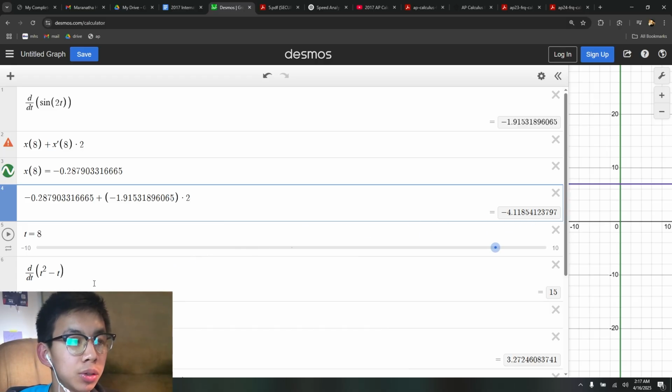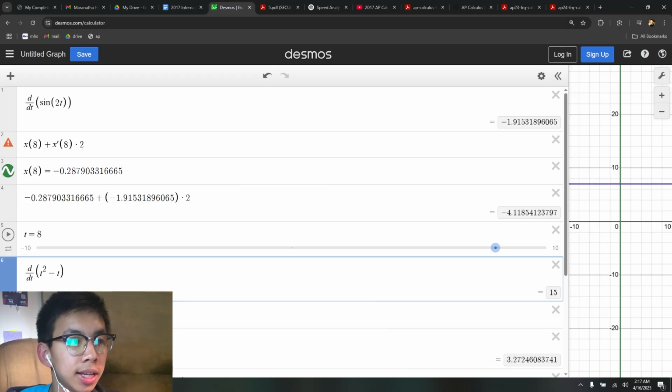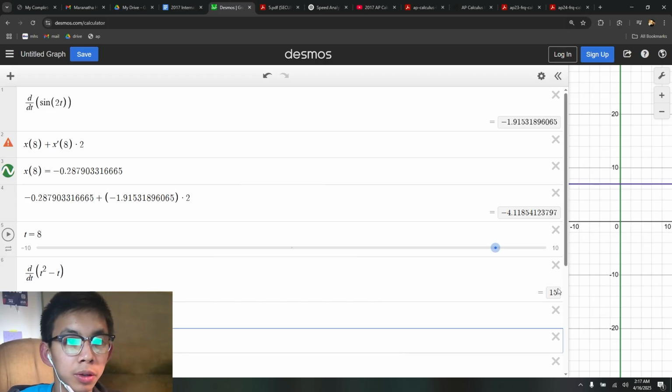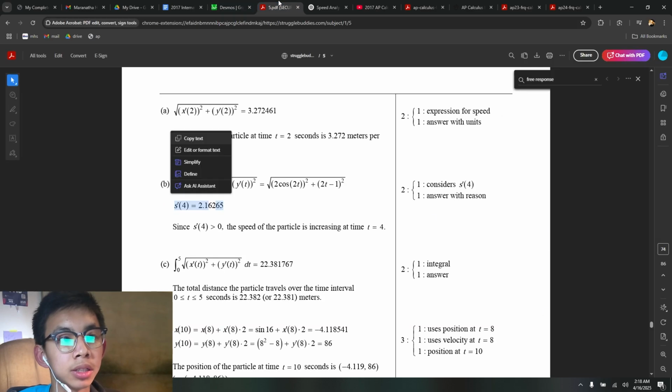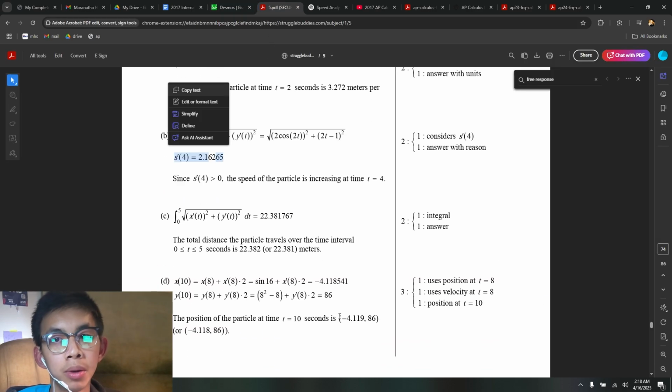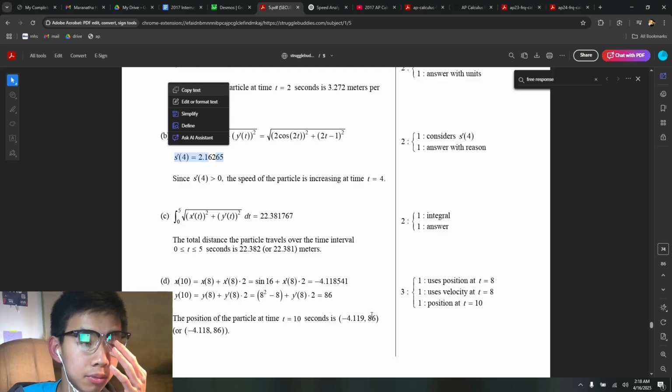Do the same thing for this one. Find the derivative of it at 8, which gives me 15. So 56 at 8 plus 15 times 2, 86. So my answer is going to be negative 4.11, comma 86. Not too bad.